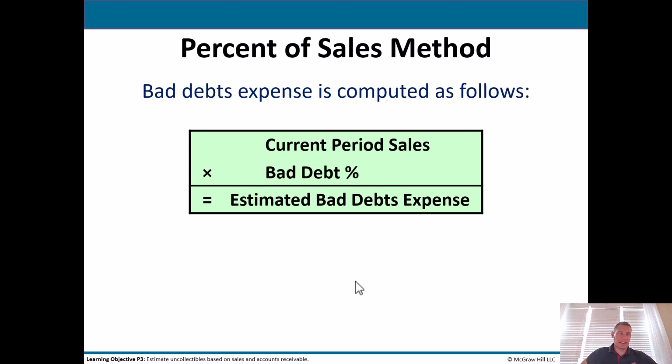So if we're using the percent of sales method, which is very simple, we'll just compute bad debt expense by taking our current period sales and then multiplying it by whatever our bad debt percentage is. That's going to give us our estimated bad debts expense.